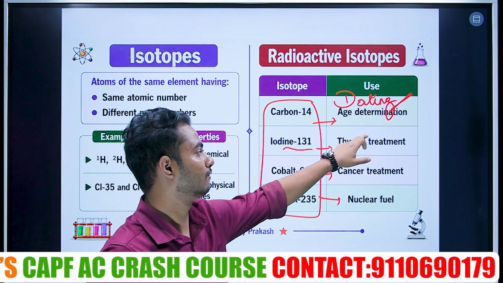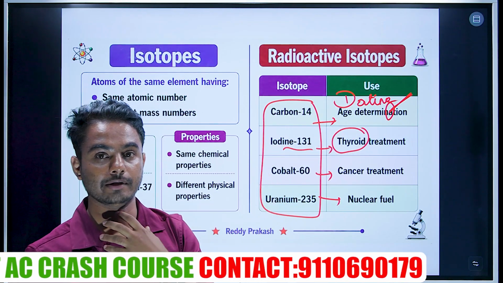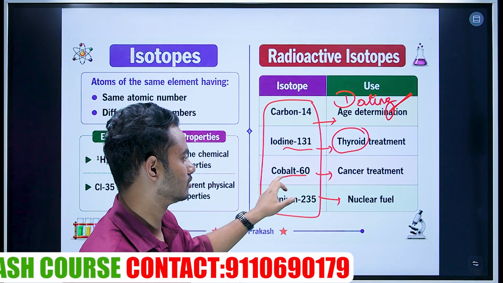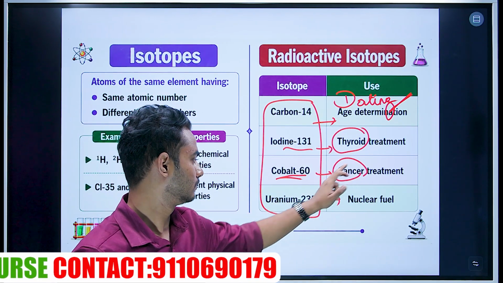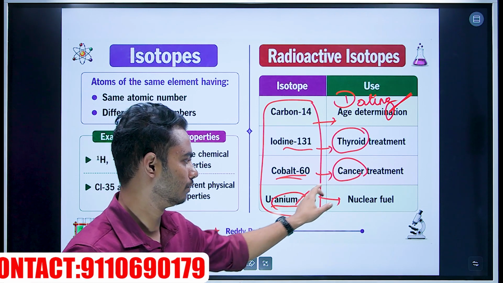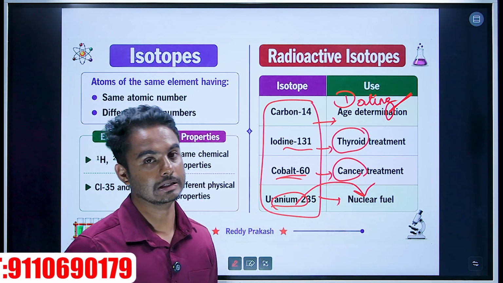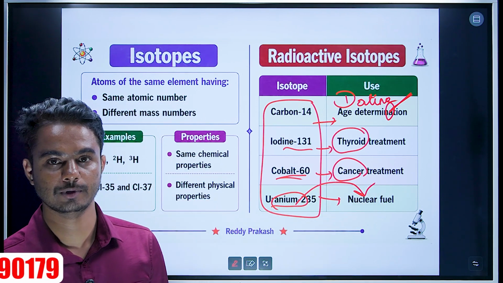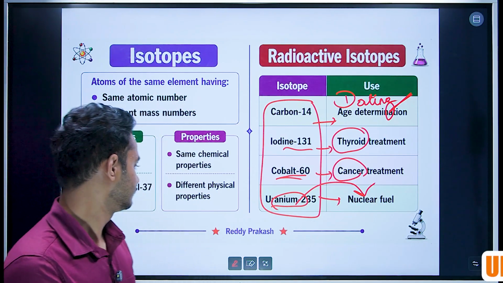Next, iodine for thyroid, goiter. Next, cobalt 60 for cancer. Uranium means nuclear fuel. Iran's 60% uranium enrichment of 440 kg.